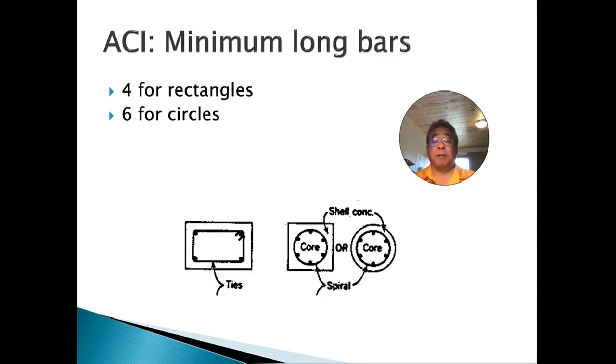The minimum number of bars, it should go without saying that you need 4 if you have a rectangle, right? You need 1 in each corner to put that tie. But for a circle, for these spirals, let's see if I can do this. I'm trying to make my finger go in a circle. I can't do it. It's harder than it looks. Anyway, the spiral steel, you need 6 bars, okay? Minimum of 6 for circles.